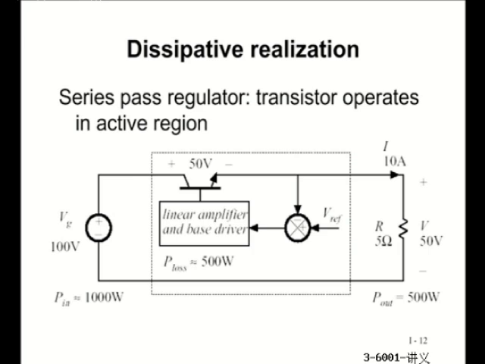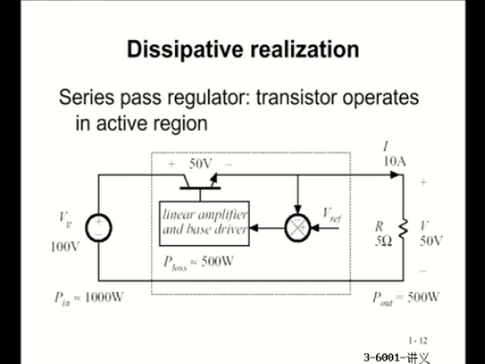Okay? For example, if output voltage is lower than 50 volts, lower than the expected value, then I adjust the base current to be higher or to be larger. When base current is larger, then this transistor is controlled to have larger emitter collector current flow. When this current flow is larger, the current across the load resistor will generate higher voltage.